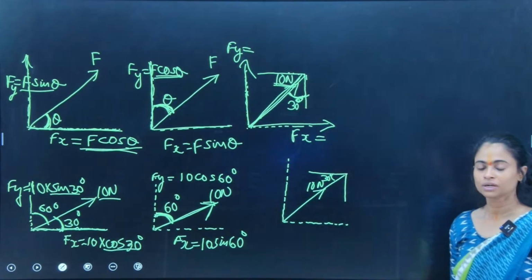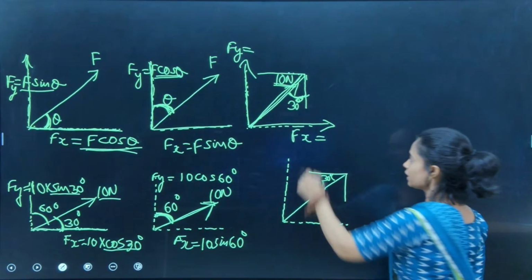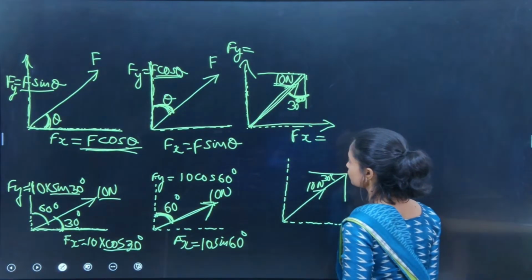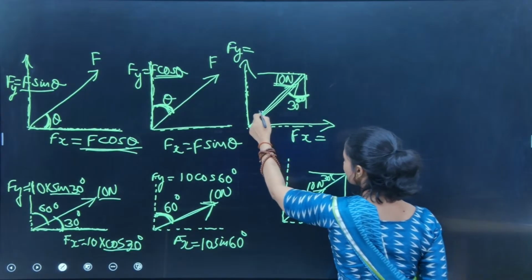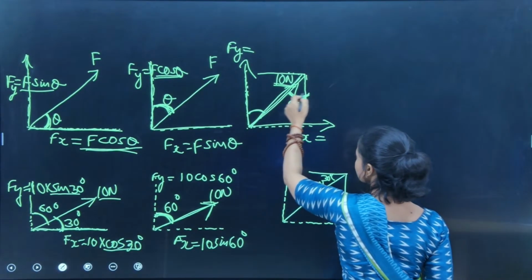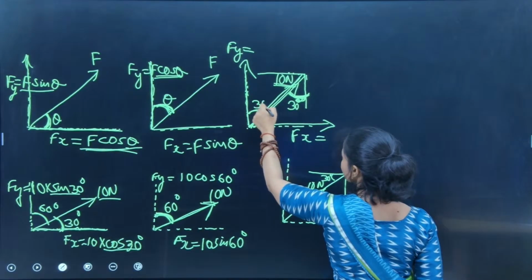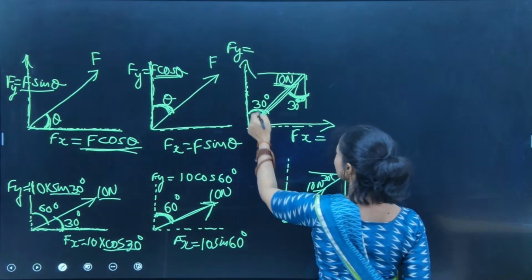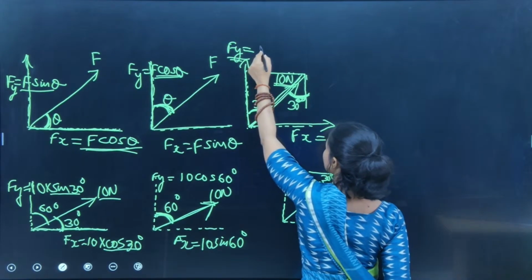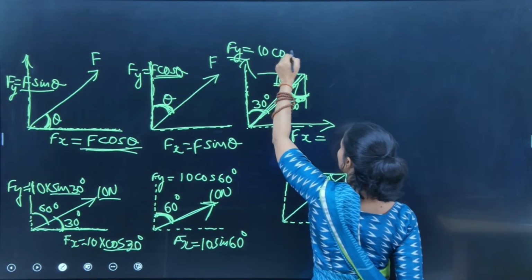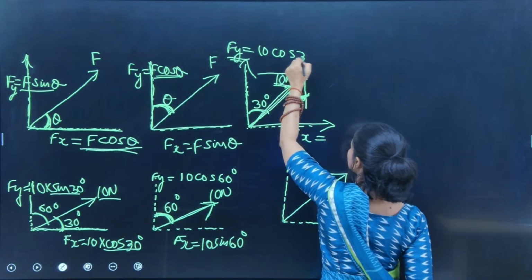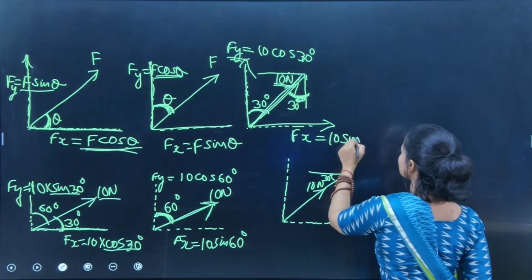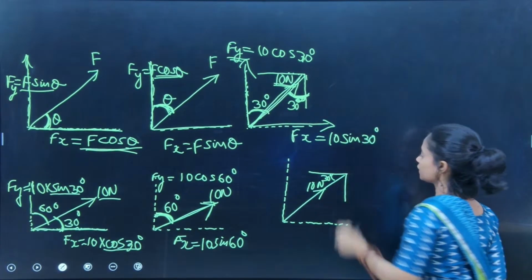To find out the components, I need the angle, right? So my angle is given here. If this is 30 degree, then from the geometry I can say that this is the alternate angle. If this is 30, then this has to be 30 degree, right? And if this is 30 degree, the Fy would be 10 cos 30 degrees and Fx would be 10 sin 30 degree.